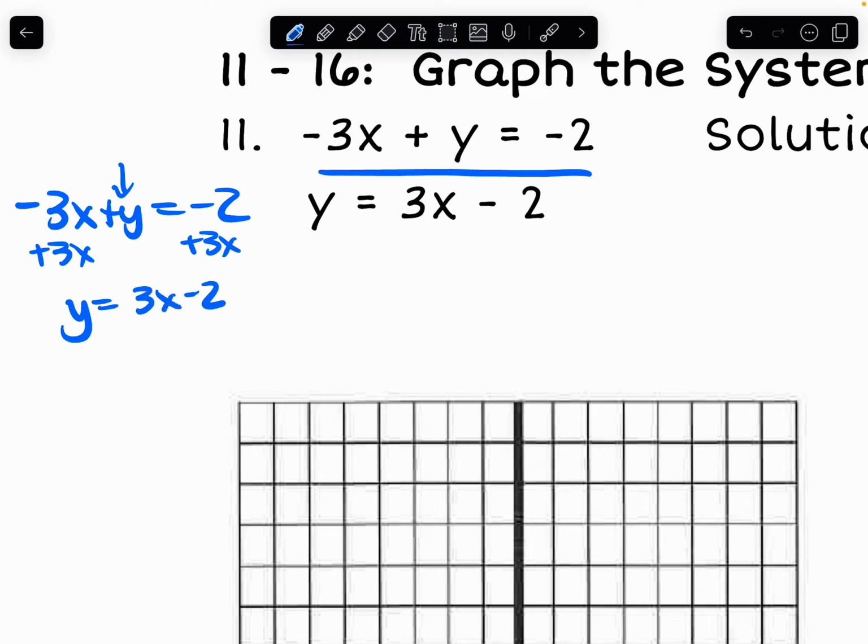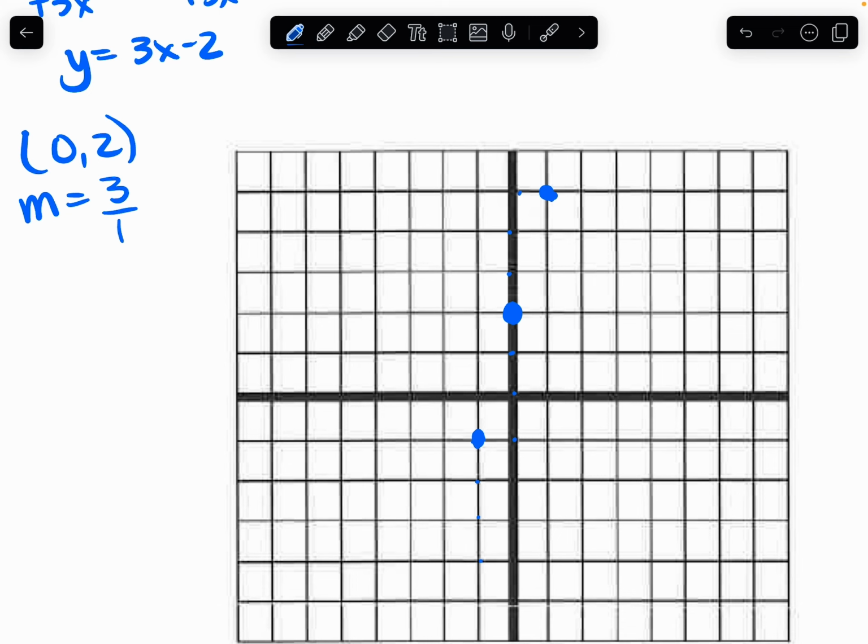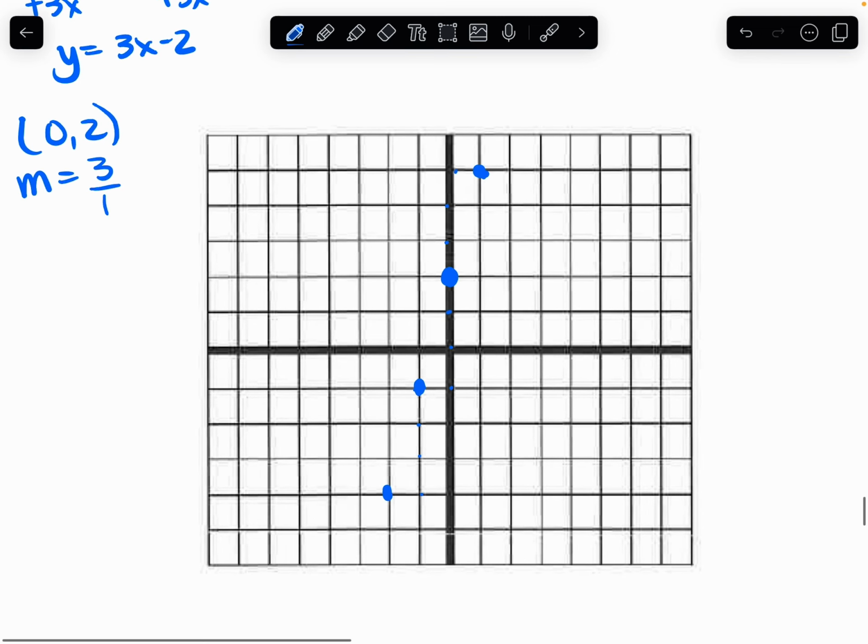So I'm going to go to 0, 2. I'm going to go up 3, 1, 2, 3, and over 1. Or down 1, 2, 3, over 1. And I'm going to draw my line.